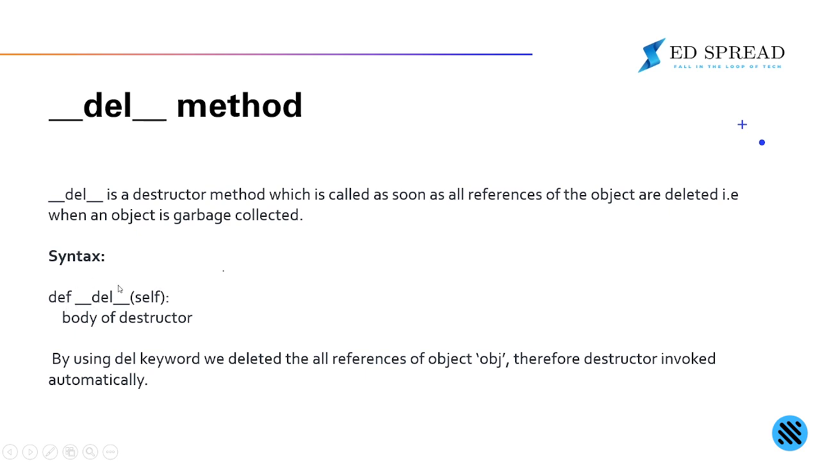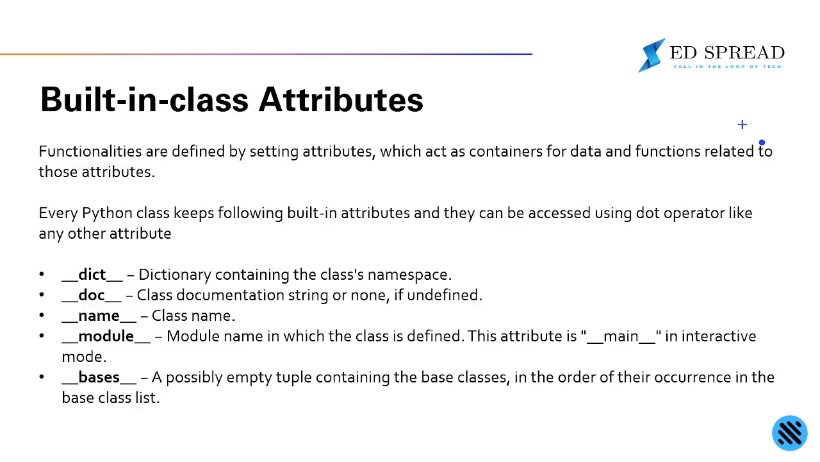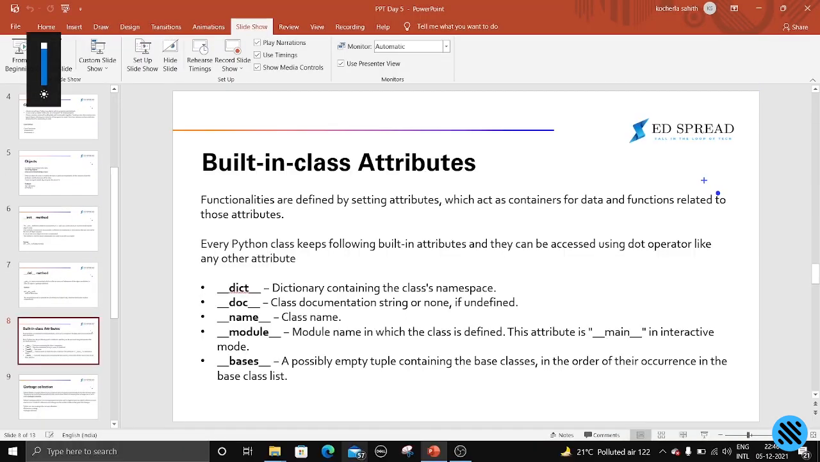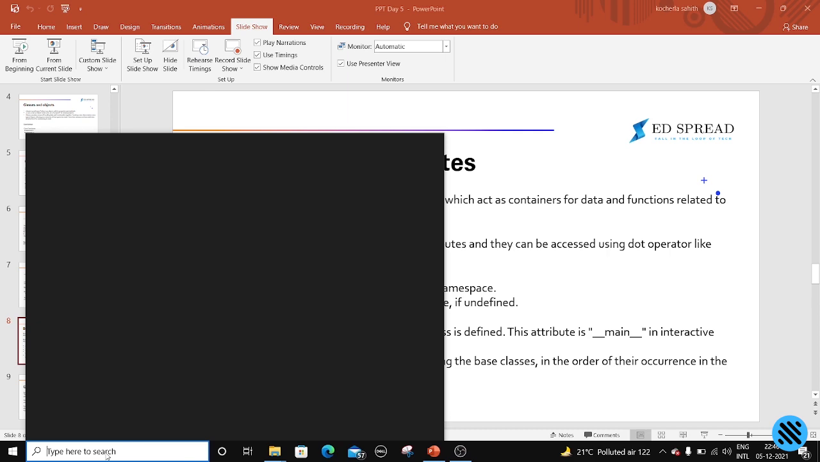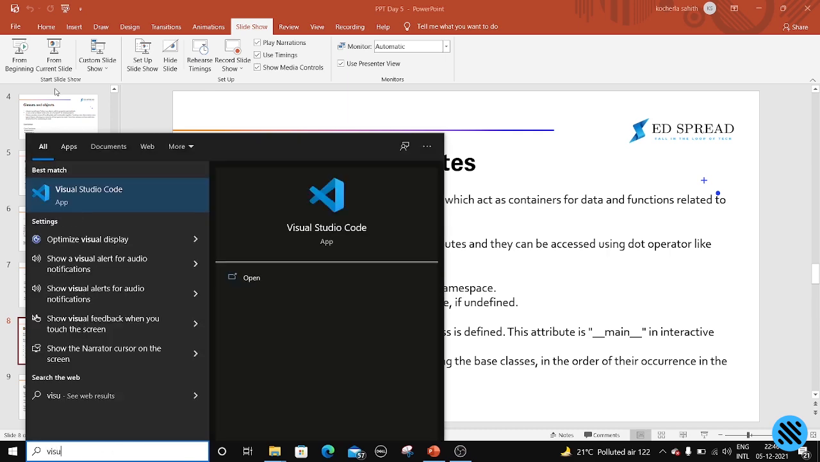This is the syntax of the destructor: def __del__(self) and the body of the destructor. By using the del keyword, we delete all the references of the object, therefore the destructor is invoked automatically. Once you pass the object inside del, all the references of the object will be deleted, right? And these are the built-in attributes. So let us first see the basic programs.